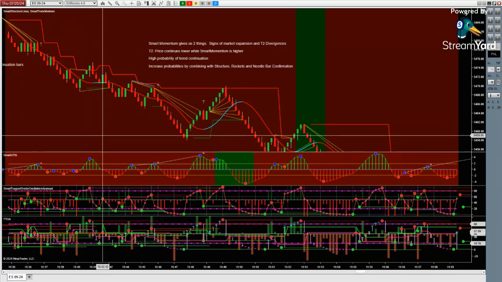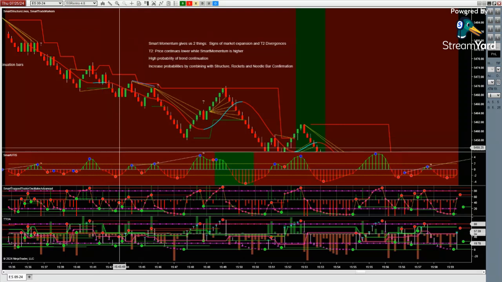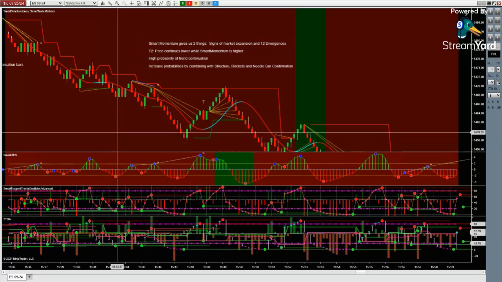Okay? And then it tells us these things called T2 divergences. I'm going to talk about each one of those in succession here. So, market expansion. Steve will say all the time that his winning concept is he takes discounted entries into expanding markets, okay? So how can you identify when a market's expanding?